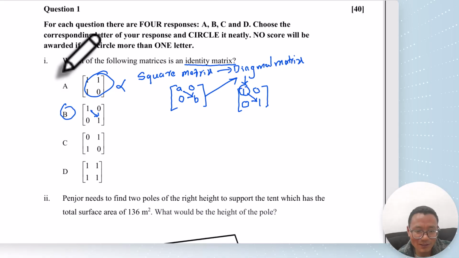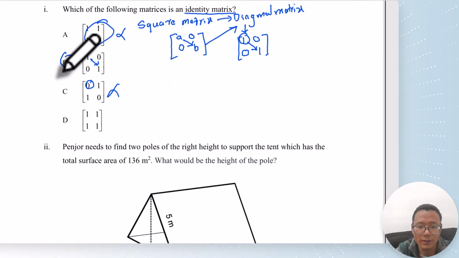The confusing one is the question setter's trick. It also looks like an identity matrix, but we cannot say this is a diagonal matrix because the first leading element is 0. So the correct answer is B. I would say this first question has no issue.